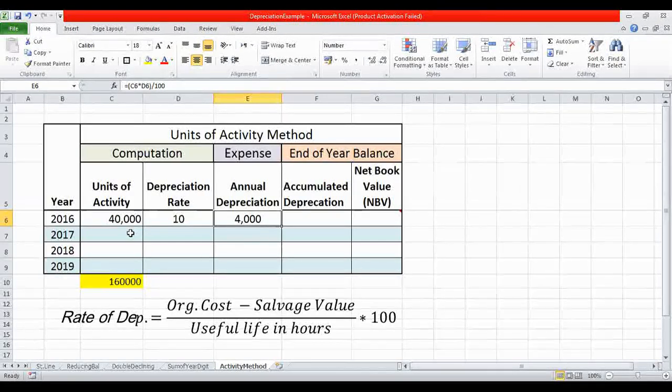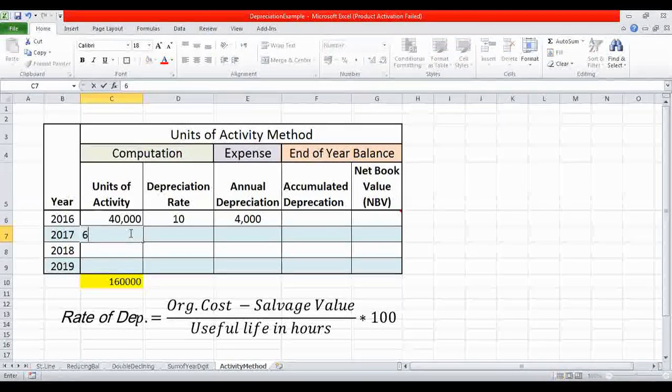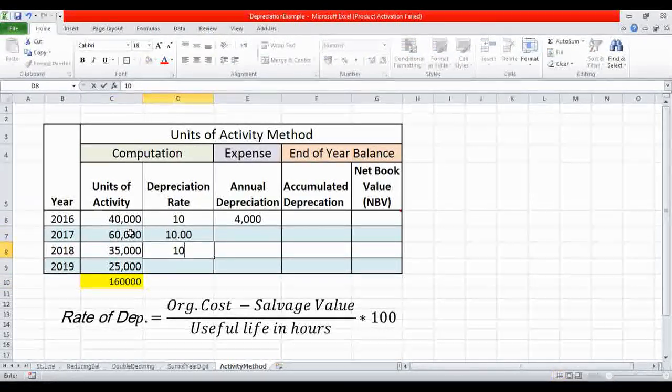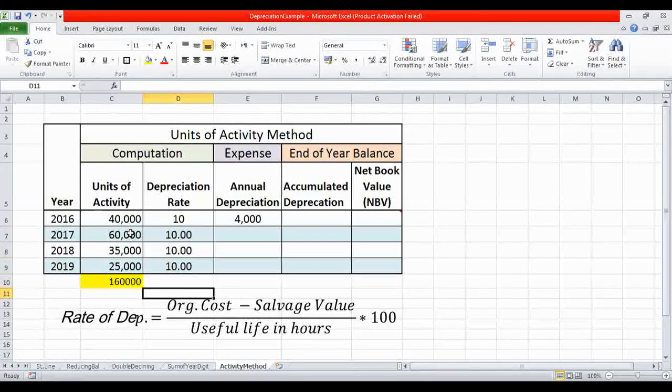Again, if you look at the example which I have already uploaded, the number of units of activity is given. In the first year, 2016, the company is going to use this machine for 40,000 units. Next year, 60,000 units. Then the company is going to use the machine for 35,000 units, and then 25,000 units. So simple as that, this 10% remains the same.